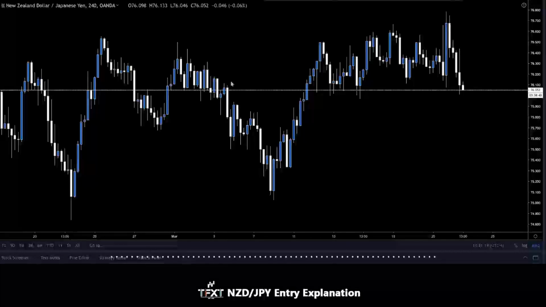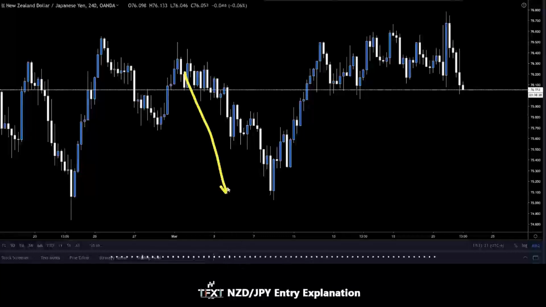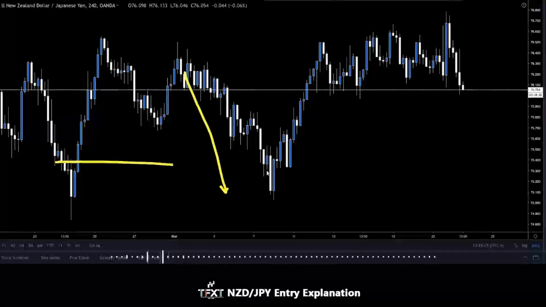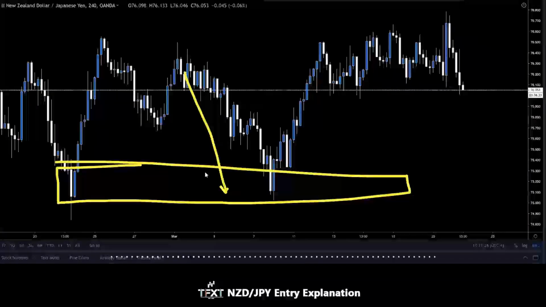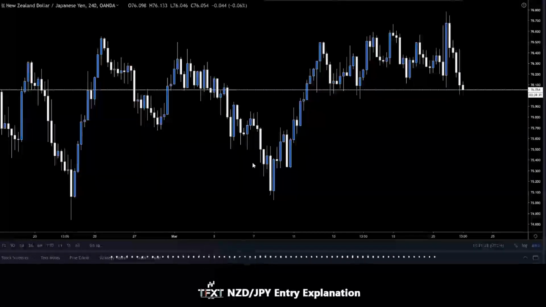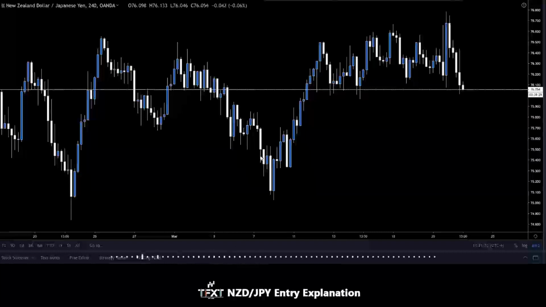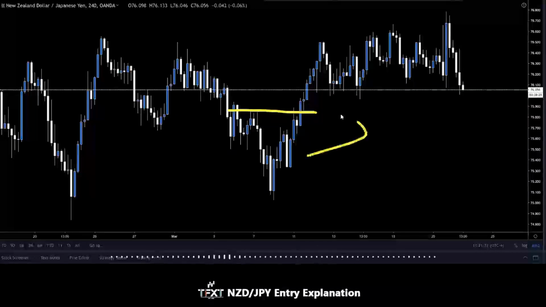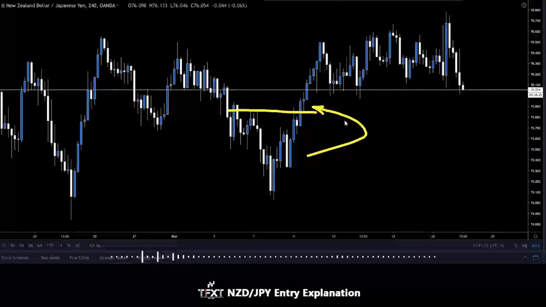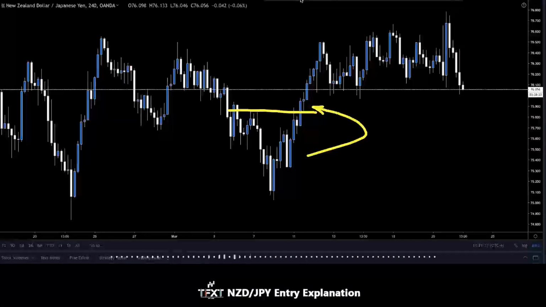Let's get into it. First, we can see that NZD JPY pushed into a major region owned by the buyers. Secondly, we can see that a trend cycle did in fact form before entering. Just to keep in mind, I had entered above here. Let's go into the reasons before, what was making me want to get in the trade.